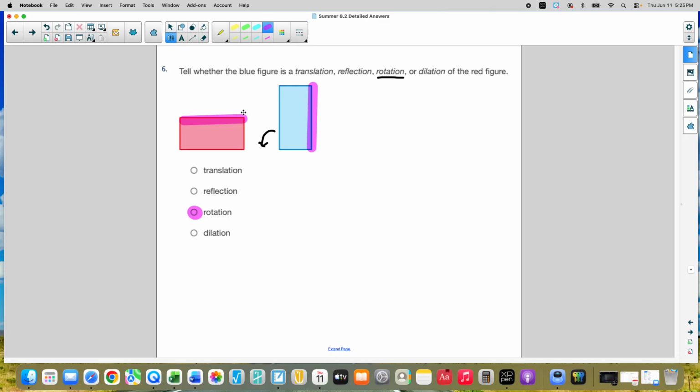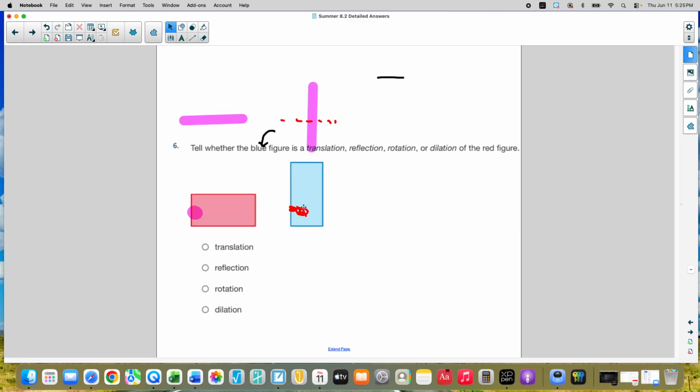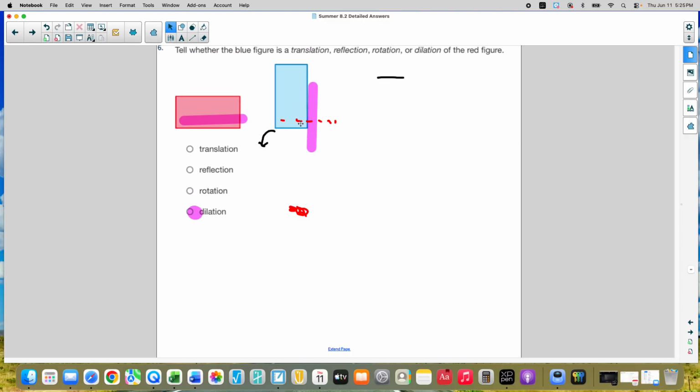Sometimes they ask you for the degrees that you did it. Okay, and that's where these two intersect, and you'll notice that there's actually a point of rotation. So it would be something like this, where it rotates around a point, is actually the real way they do it.